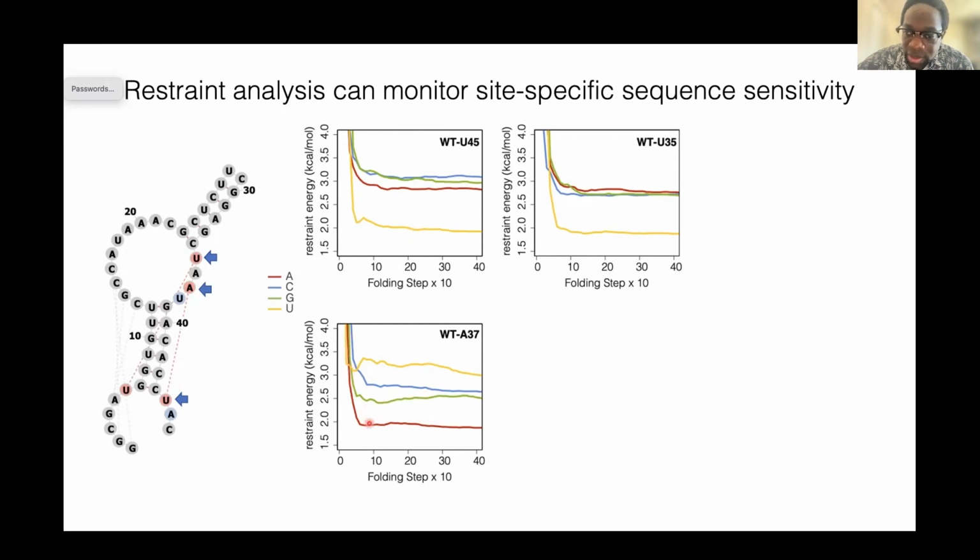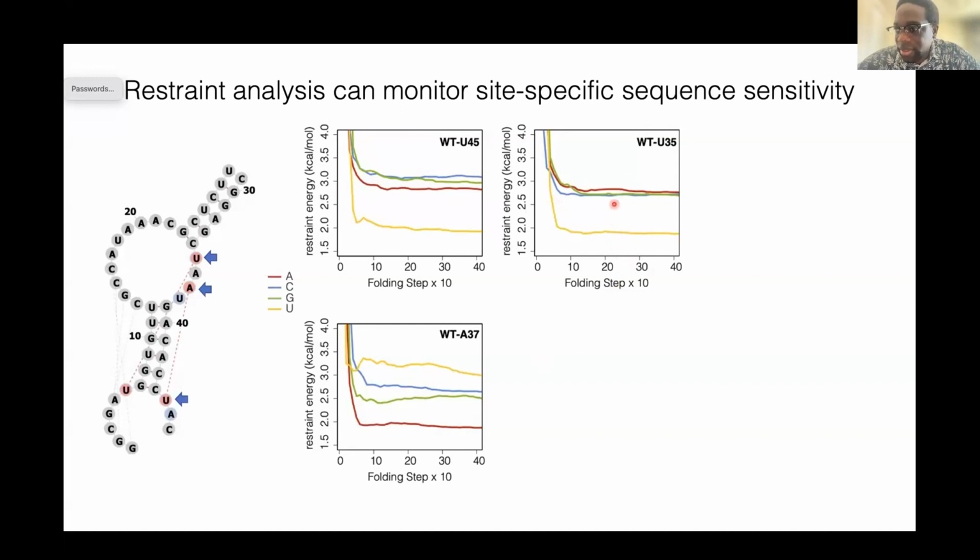And if you look at the residue which is base paired, that position where you have A37, gives you the lowest restraint energy as well. And once you make mutations, let's say you go to a U at that particular site, you create a UU mismatch and you see the restraint energy is much higher. And so this kind of analysis suggests that you can introduce these small mutations and then assess the restraint energies as a proxy for the compatibility of your mutant sequence to that target structure.